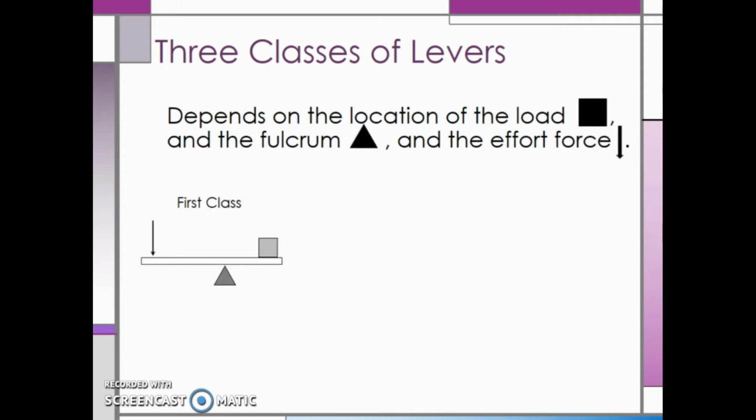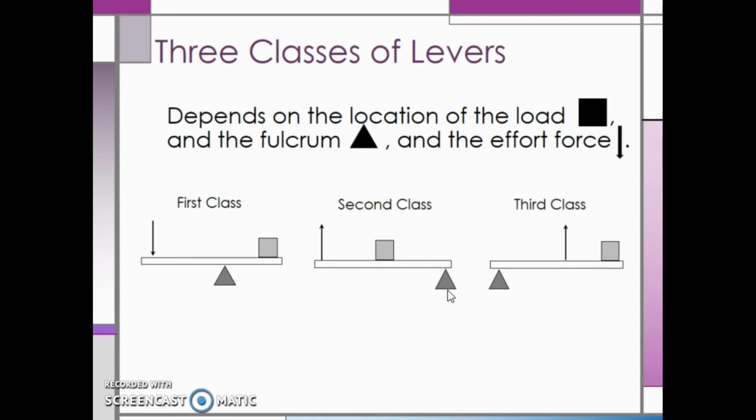In a first class lever, we have the fulcrum between the effort force and the load force. An example of a first class lever would be a pliers or a pry bar. Next, we have a second class lever. In a second class lever, the load is placed in between the effort force and the fulcrum. An example of a second class lever might be a wheelbarrow or a nutcracker.